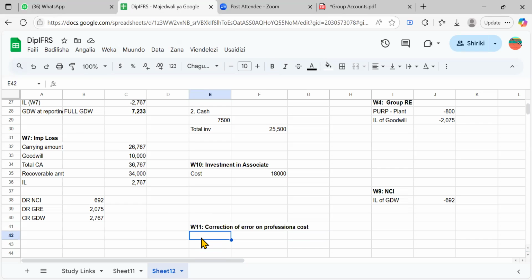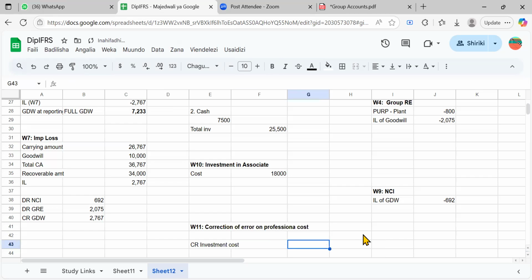So you always see that our investment cost was kind of inflated. So we need to reduce it. We credit the investment cost because it is an asset and you need to reduce it. You credit by how much? 1,000, like you have agreed. By 1,000.